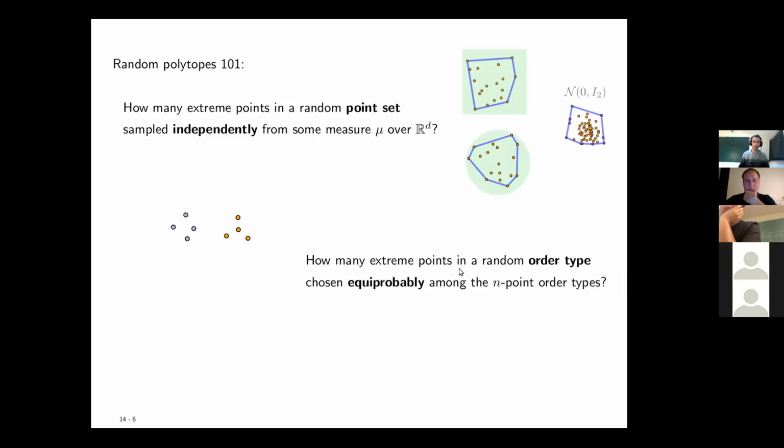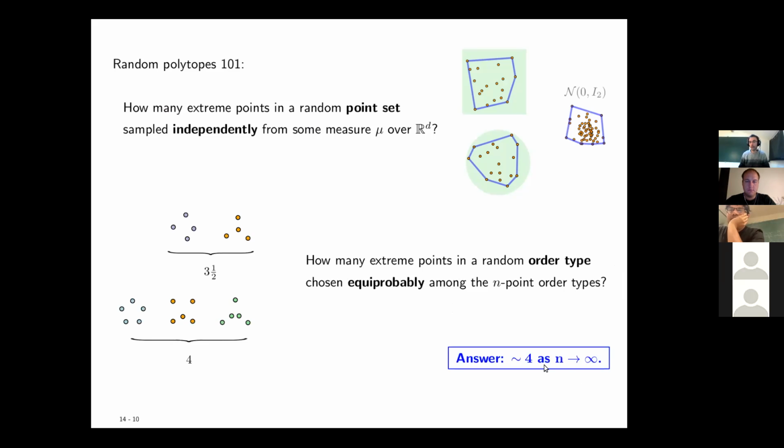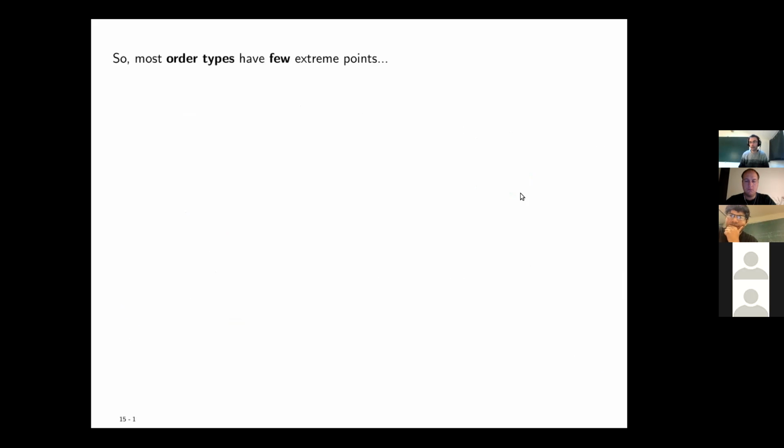So for n equal 4, the average is 3.5. For n equal 5, the answer is 4. And our main result is that as n goes to infinity, the average number of extreme points you get in this combinatorial model is about 4. Okay, and it turns out that in these geometric models, the number goes to infinity. So let me look at it in a bit more detail.